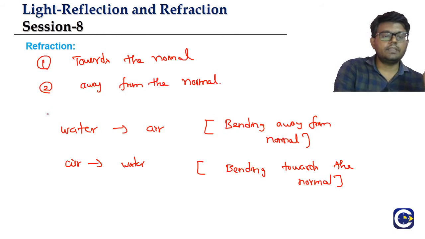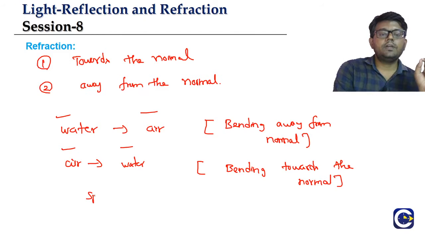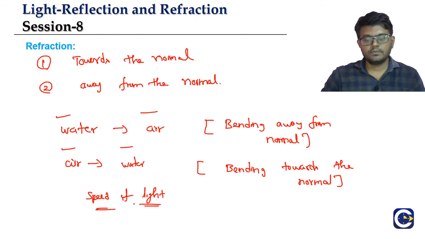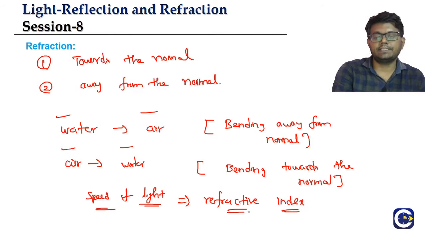Why they bend away from the normal when going from water to air, and why they bend towards the normal when going from air to water, will depend upon the speed of light. How the speed of light changes from one medium to another, and this dependency of the speed of light on a particular medium, we will learn through the property called refractive index. We will learn about all of this as we go into the session, guys.